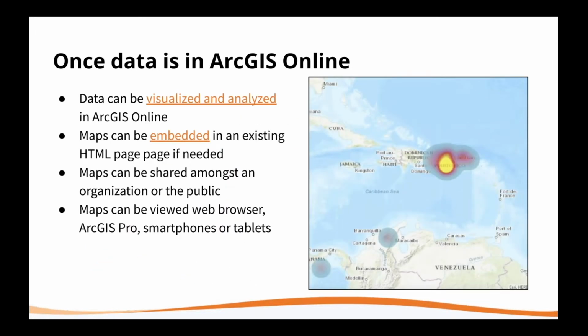Once data is in ArcGIS Online, it can be visualized and analyzed. These maps, you can take them and embed them into an existing HTML page. So if your company has a page already, you can take that link and easily embed your web map there. Maps can be shared, so you could share them just with your organization or with the public. And then these maps are all compatible with anything that you're going to view them on. So a web browser, ArcGIS Pro, smartphones or tablets, you can use these maps quite easily.